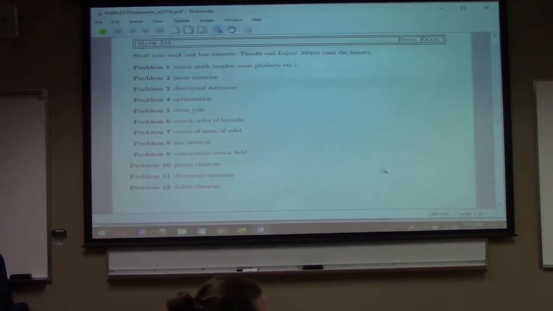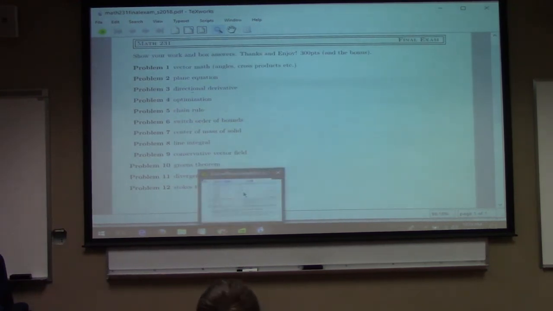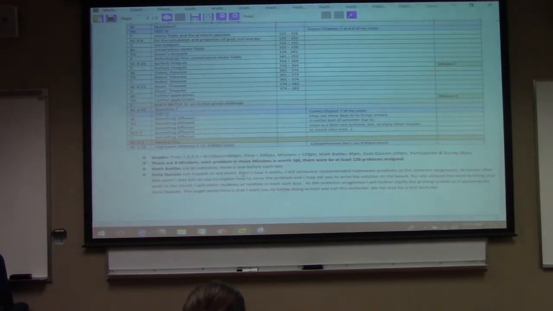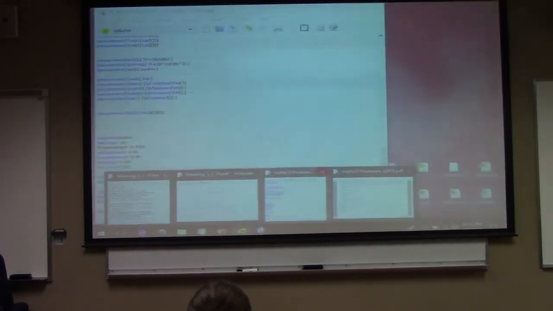For the 300 points and bonus, will that be built in? Again, this is a draft. I don't know if that's accurate to our syllabus this semester. I think it's 240. Yeah, that's okay. So this one should be out of 240. Will there be a bonus question? Probably.